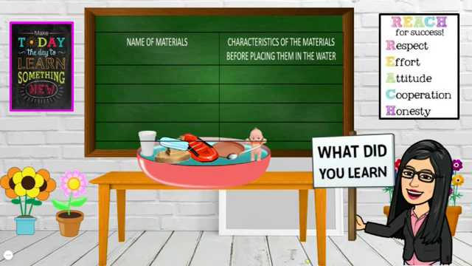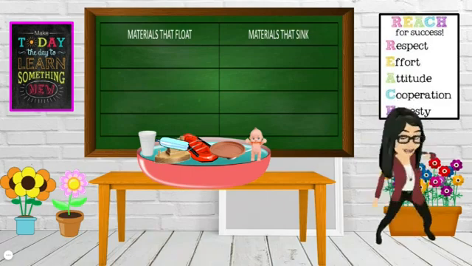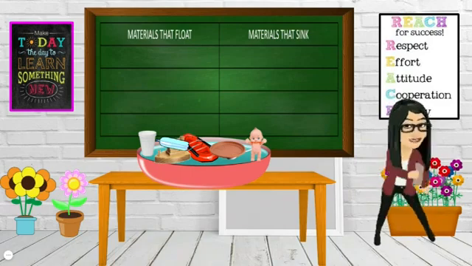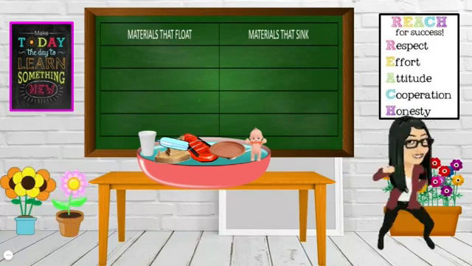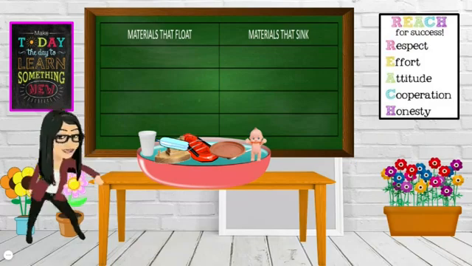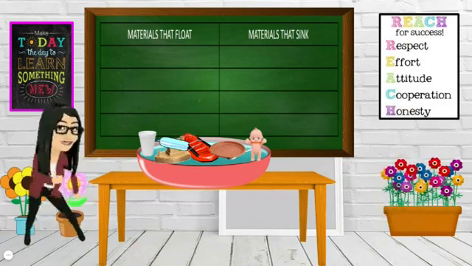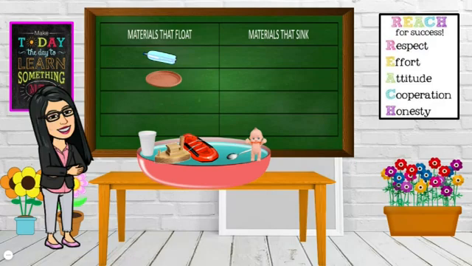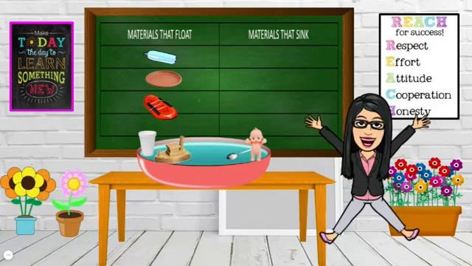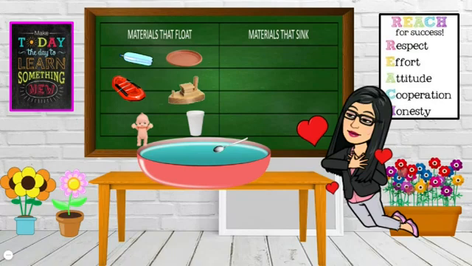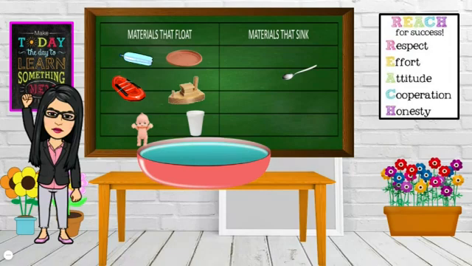Now, let's fill out the data chart with our observation and please copy this data chart on your notebook. Okay, based on our observation, in this column where materials floated are empty plastic bottle with cover, plastic saucers, rubber ball, toy boat made of rubber, toy boat made of wood, toy doll made of plastic. And on the column where the materials that sank are metal spoon and scissors.